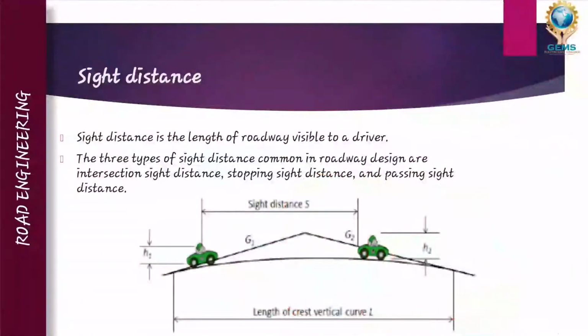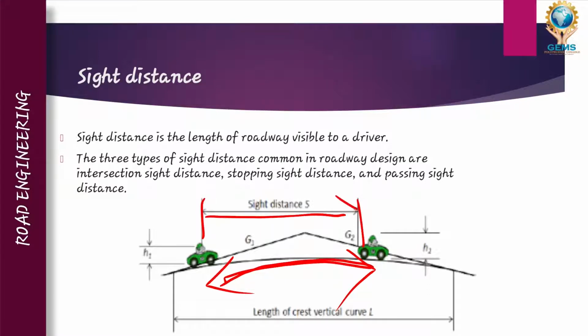Next we will see sight distance. Let us discuss sight distance. Sight distance is the length of road visible to a driver. The distance between these two vehicles is known as sight distance. The three types of sight distance commonly used in road design are intersection sight distance, stopping sight distance, and passing sight distance. Let us discuss these three in detail.